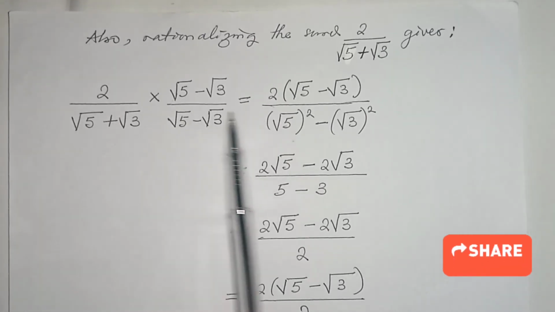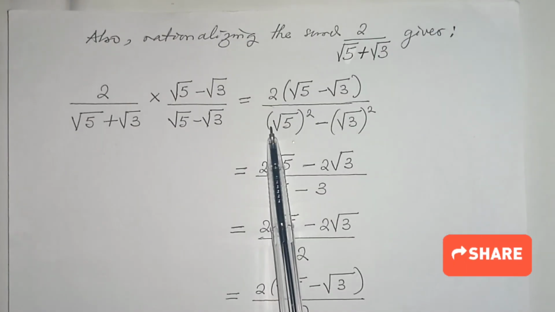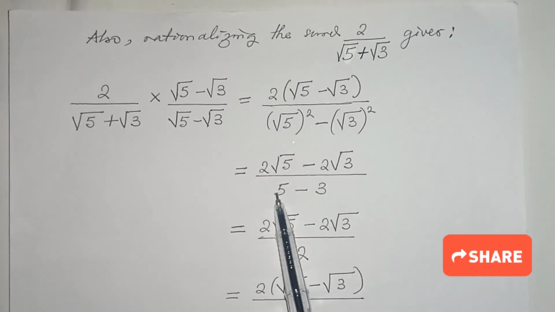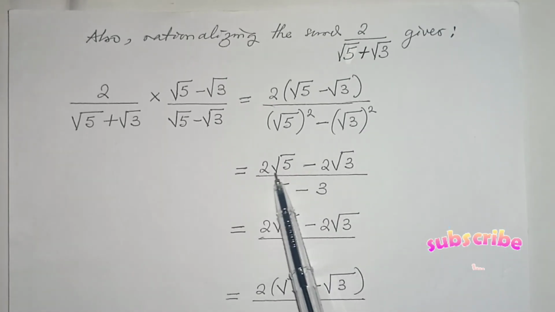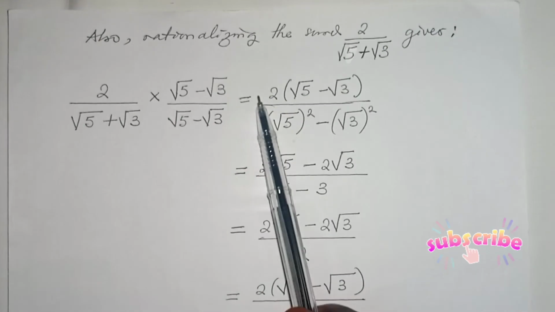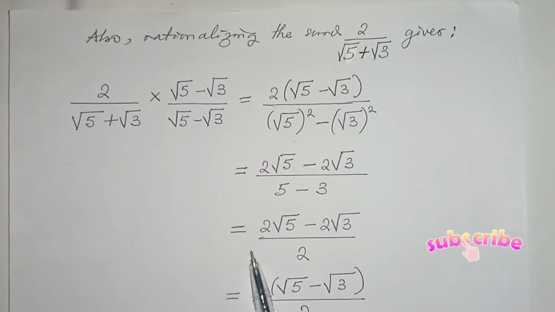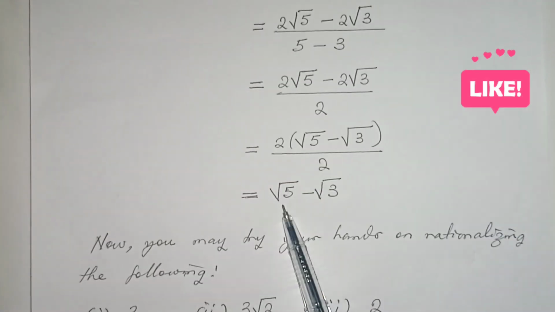If you multiply by the conjugate, it gives you, for the numerator, 2 in bracket root 5 minus root 3, and for the denominator, by difference of 2 squares, root 5 squared minus root 3 squared. Now that simplifies to, for the denominator, 5 minus 3, because root 5 squared is 5 and root 3 squared is 3. So for the numerator, when the bracket is expanded, it gives you 2 root 5 minus 2 root 3. So that simplifies to 2 root 5 minus 2 root 3 all over 2. And factorizing again brings out 2 in the numerator. And when that 2 is divided by 2 in the denominator, it ends up giving you root 5 minus root 3.